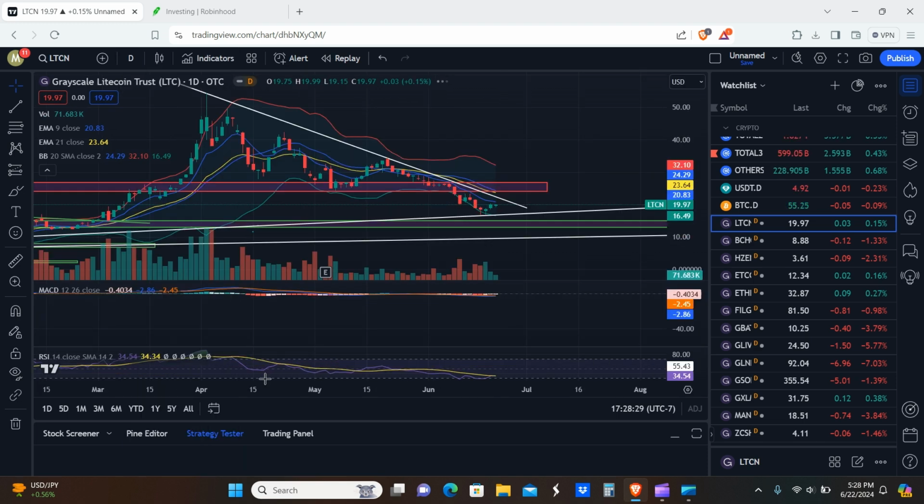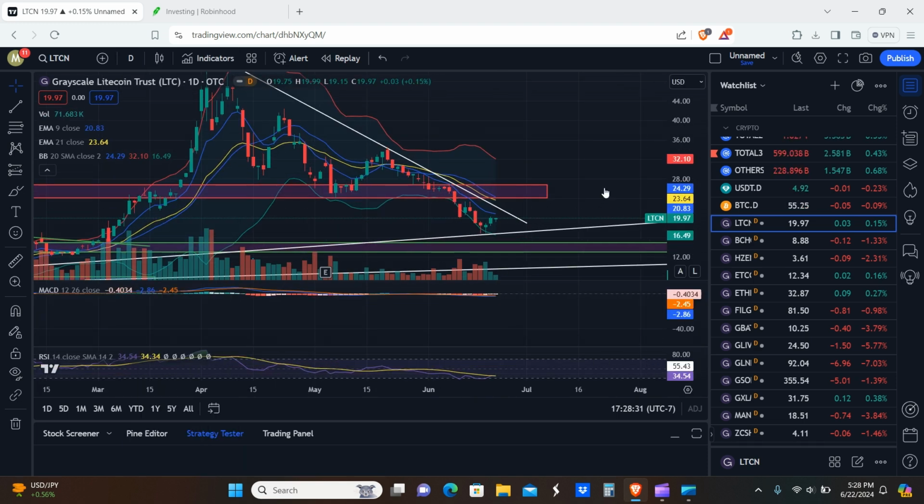We'll go down to the daily time frame here on LTCN. As you can see, LTCN is sitting at the bottom of the Bollinger Band. It doesn't necessarily mean it has to bounce, but every time it gets close to there, it does have a pretty substantial bounce. We are close to the bottom of that, so I do want to point that out.